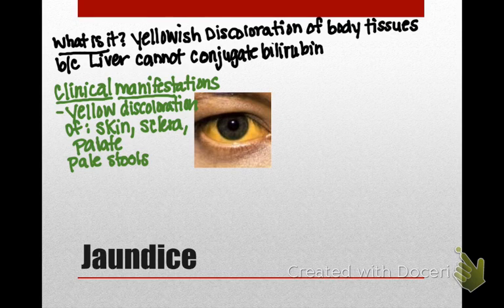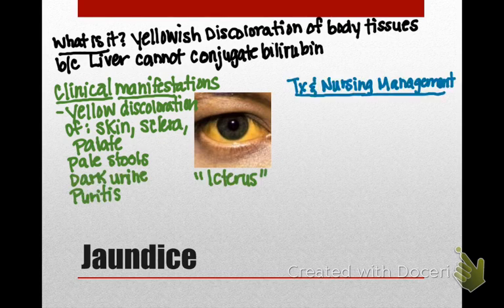They may have pale stools. They may be itchy, so you're going to have to think about, do they need lotions, oatmeal baths, baking soda. They need short nails so they won't make sores on themselves. You'll see dark urine and pruritus.